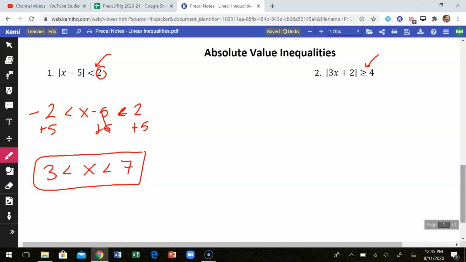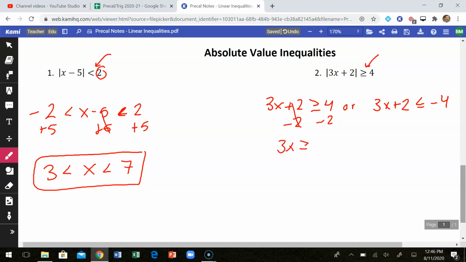If you start with greater than or equal to, then instead of being between, in this case 4 and negative 4, that stuff on the inside has to be on the outside of 4 and negative 4. So what that means is that the stuff on the inside will need to be greater than or equal to 4, or the stuff on the inside will need to be less than or equal to negative 4. So if it starts as less than, it's between those positive and negative, whatever that number is. If it starts as greater than, it's going to be on the outside of those two things. And then we're going to just solve these separately.